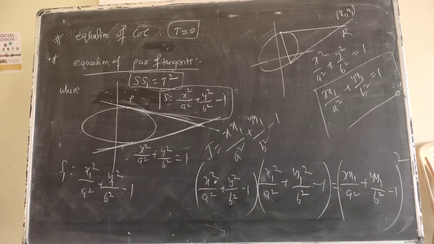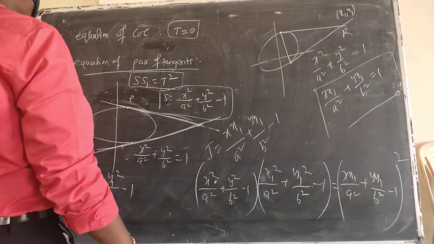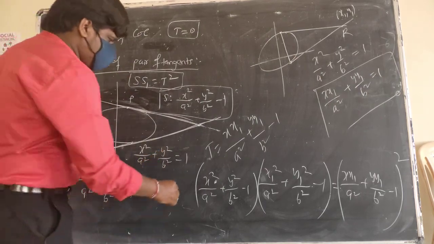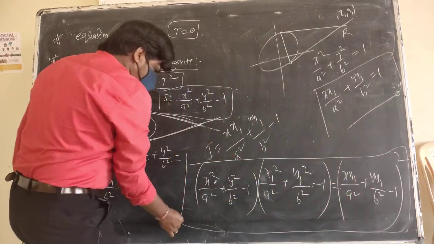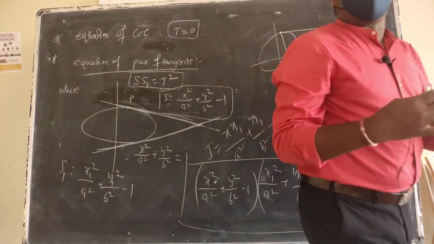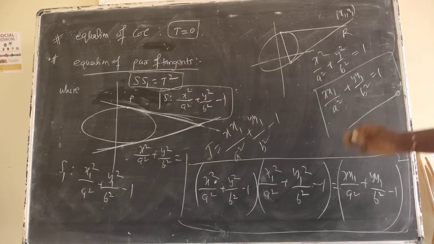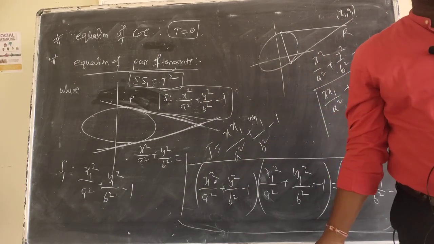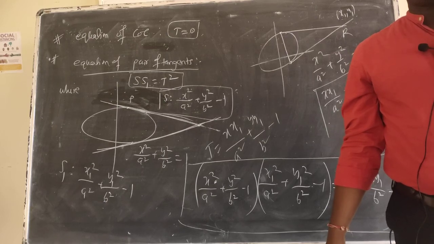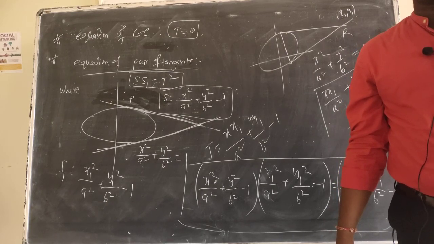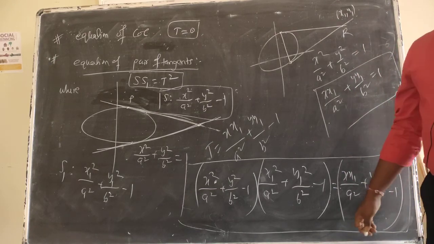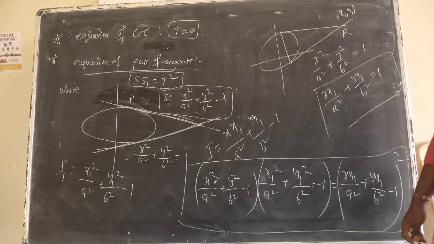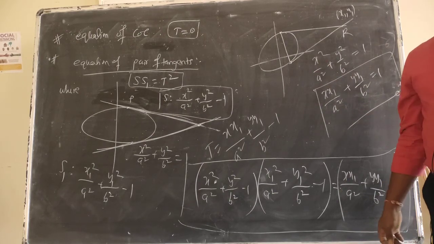See here, this is the last concept: the equation of pair of tangents. What is the equation of pair of tangents? SS1 is equal to T square. The same thing is there in circle. Once you see, circle and ellipse look the same, only a few things are different. So remember these things. Since you learned circles, you have learned ellipse somewhat also. So this is a pair of tangents.